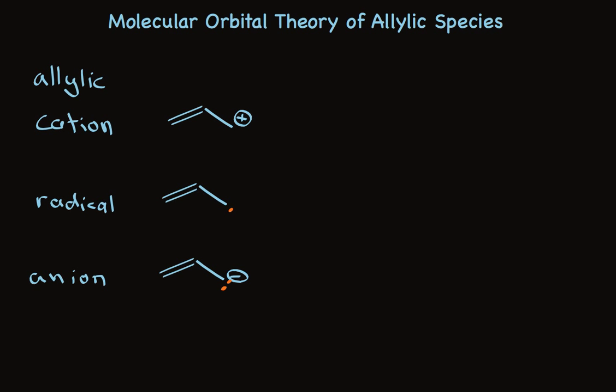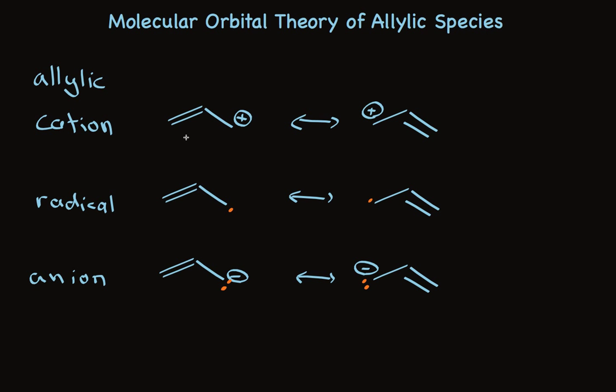Now you know that in our Lewis theory, we write resonance structures to indicate extra stability. In the case of the cation, we picture these pi electrons being shared between these 2 carbons, moving over 1 to being shared between these 2, which leaves the positive charge on the end carbon.